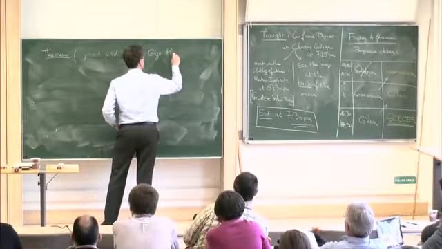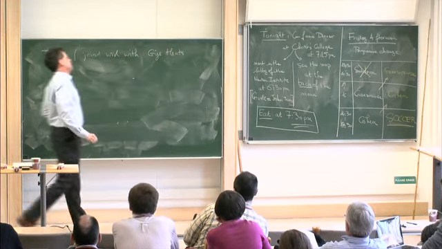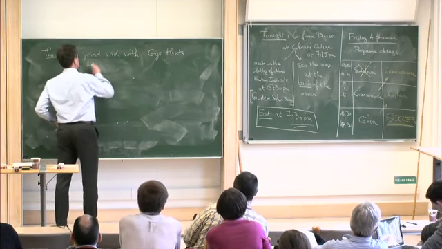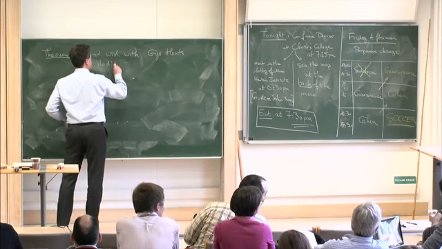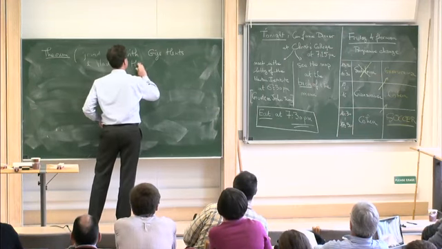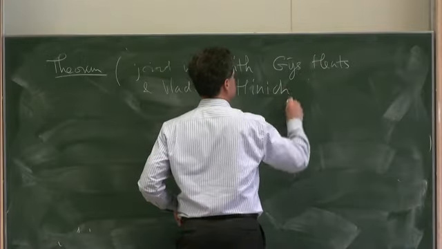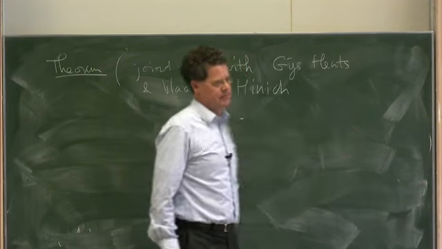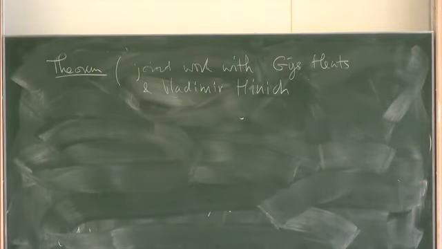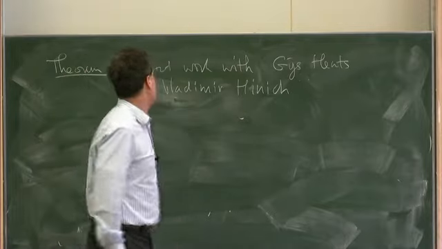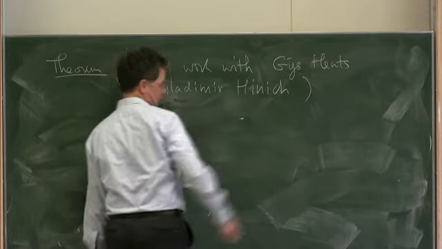With somebody that Ezra will tell you how to pronounce the name of, Gijs Heuts. These are two vowels which are typically Dutch. Anyway. This might be easier for some of you.